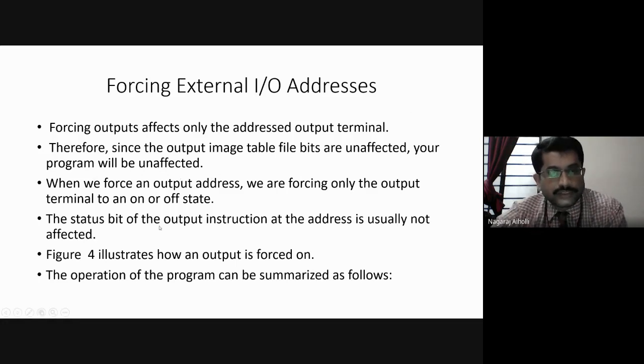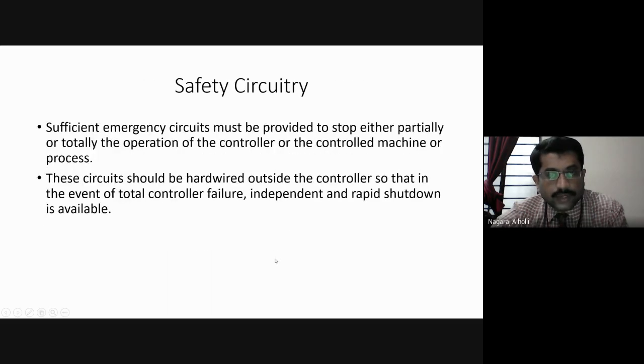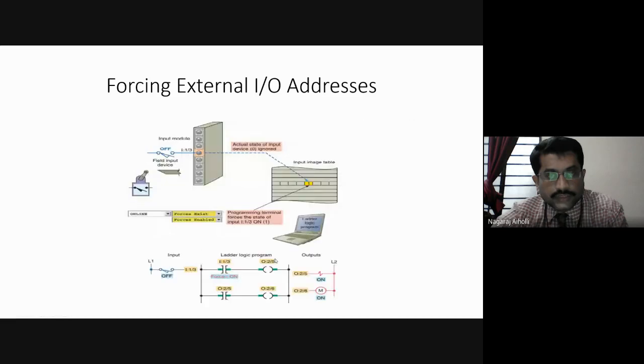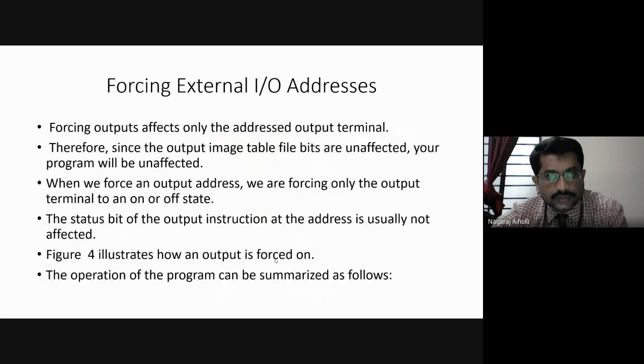Let us see how it works. When we force an output address, we are forcing only the output terminal to an on or off state. That is, the status bit of the output instruction at the address is usually not affected. Let us see the working, then we'll come to know the meaning of this. The next figure illustrates how an output is forced on. This is the program that is forcing external I/O addresses.